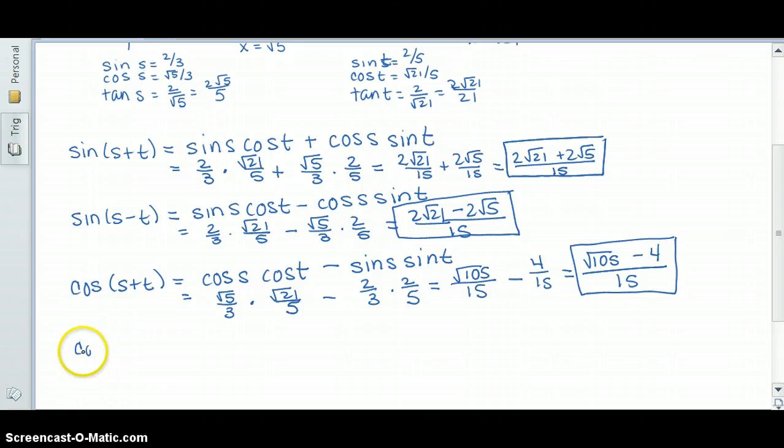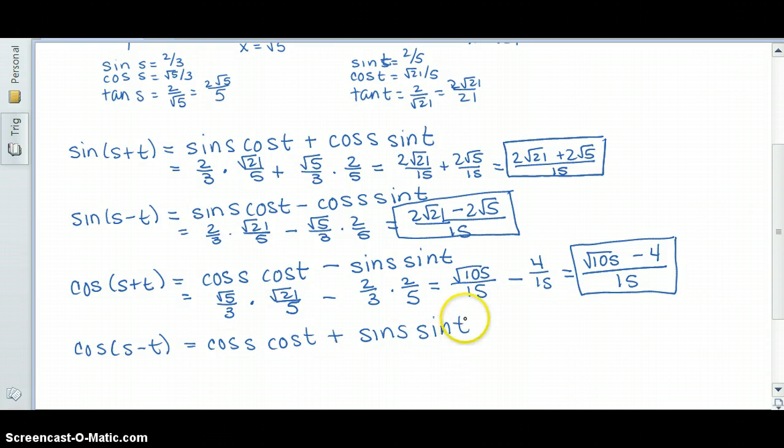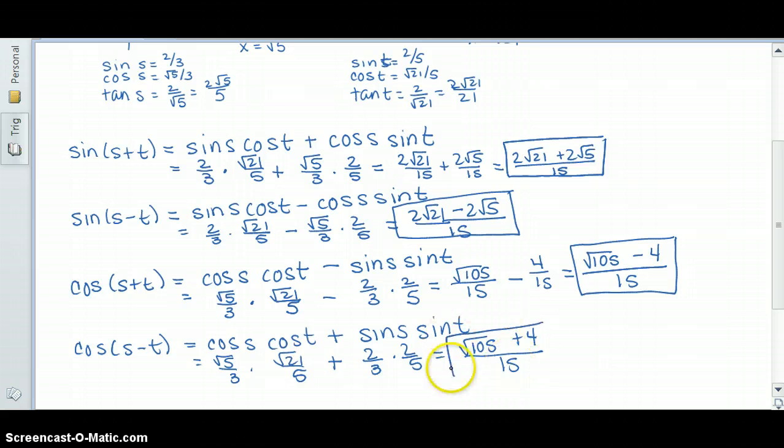So then when you do the cosine of s minus t, everything is the same, except in between our two terms, we have a plus sign. So when we substitute in, we're going to put that plus sign in between, and everything ends up being the same except we have a plus sign in the numerator for our final answer. So our final answer is root 105 plus 4 over 15.